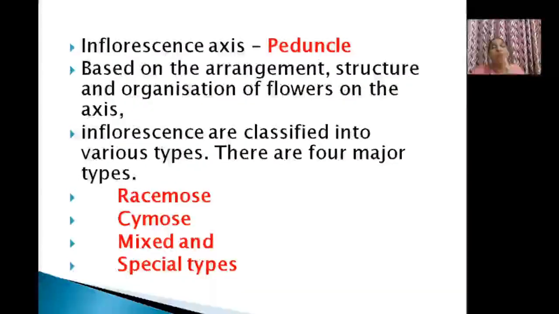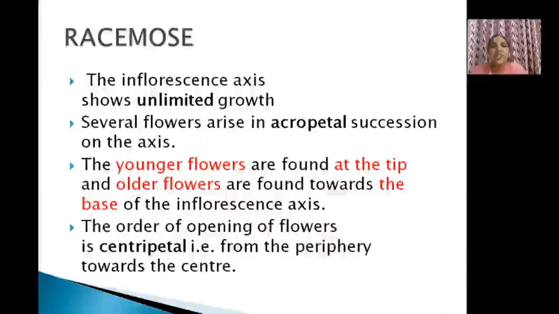There are mainly four types of inflorescence. What are they? Racemose inflorescence, cymose inflorescence, mixed type of inflorescence, and special types of inflorescence. Okay, racemose, cymose, mixed type and special type of inflorescence. So the first one is racemose.